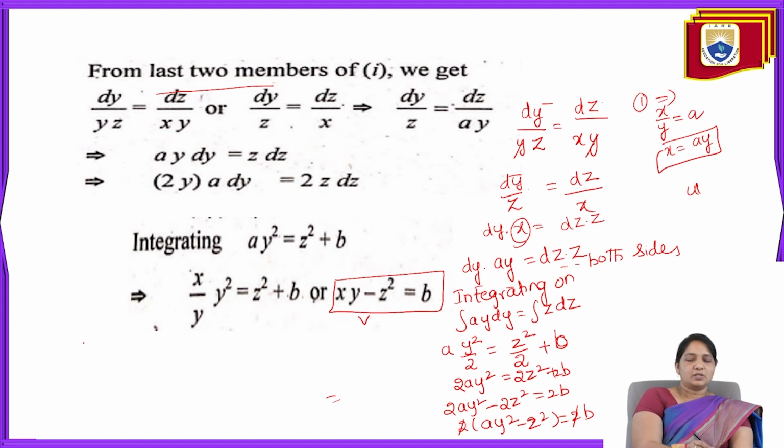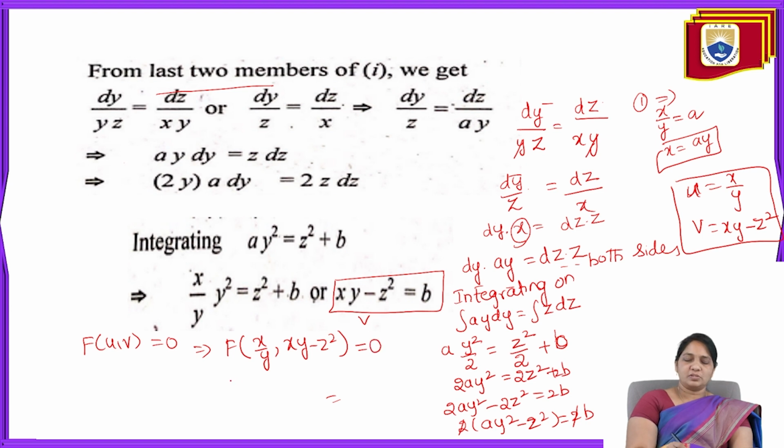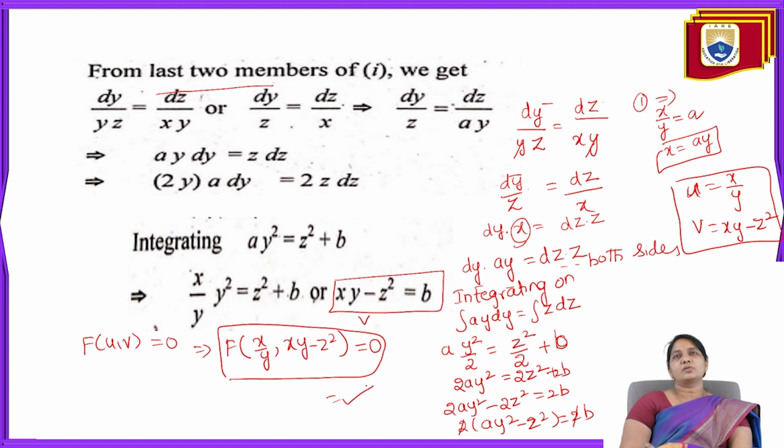General solution is f of u comma v equals 0. That implies u is x by y, already calculated. v is xy minus z square. These are the solutions we are going to replace here. f of x by y comma xy minus z square equals 0. So this is our general solution after solving this equation. So this is the way to solve the problem.